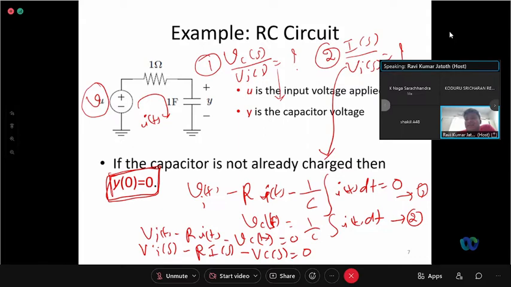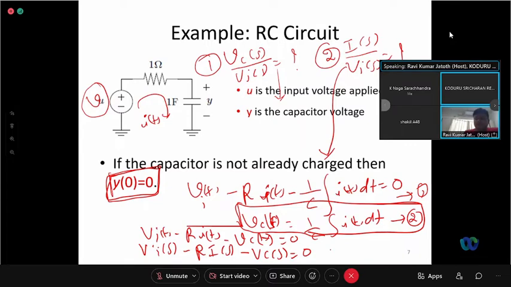But I of s is an intermediate variable which resulted in between. When I take the Laplace transform of equation number 2, what do I get? Vc of s in terms of I of s. So Vc of s is equal to 1 over C, I of s. And I'm assuming initial conditions 0. So I can write I of s is equal to Vc of s times C s.